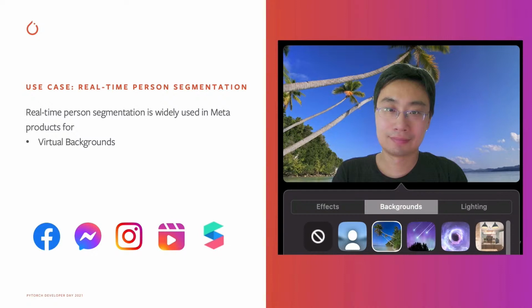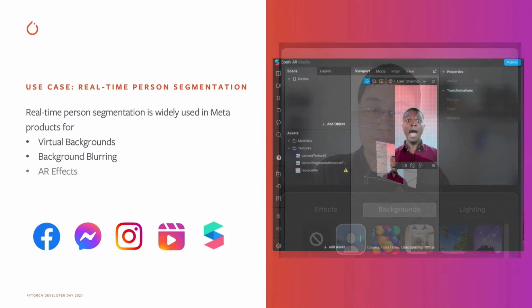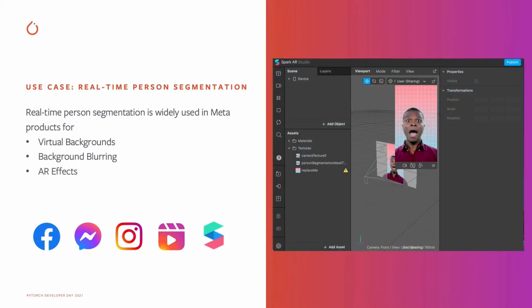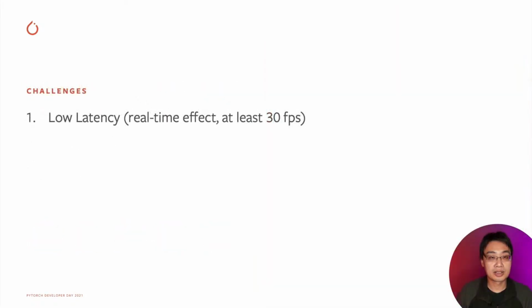For example, person segmentation was used in virtual background for a video call, and background blurring, and in many Spark AR effects. Those Spark AR effects can either be developed by Meta or by third-party developers using Spark AR Studio. There are different models to do person segmentation, but to use it at Meta scale, there are some challenges to overcome. The first one is latency.